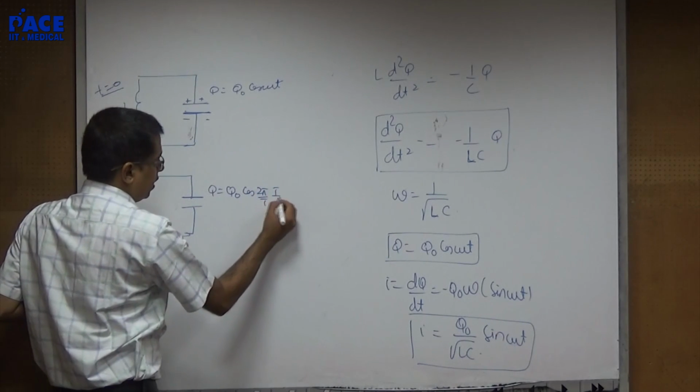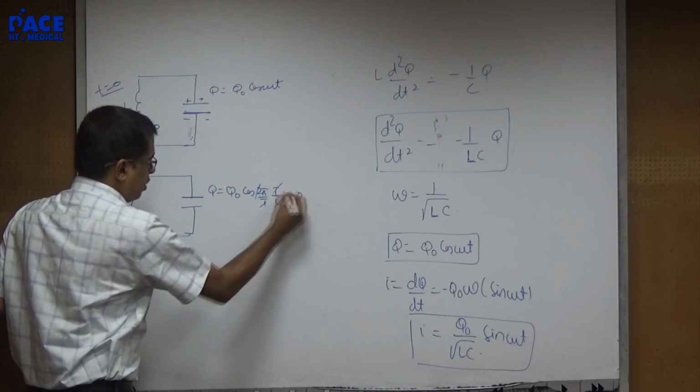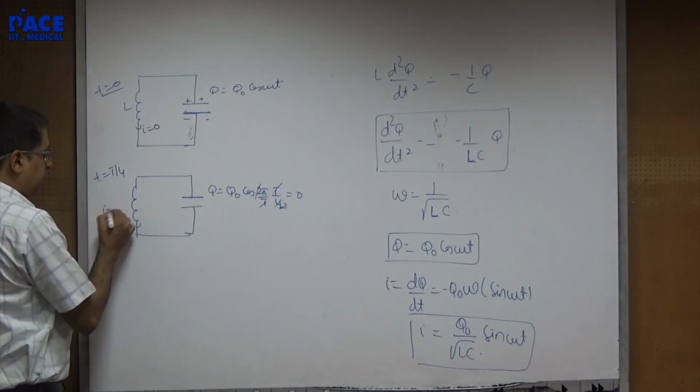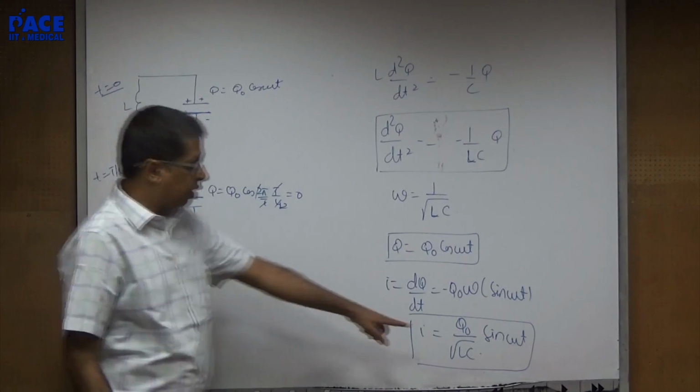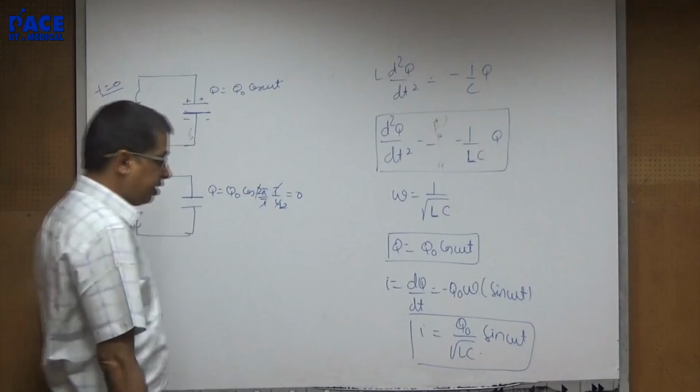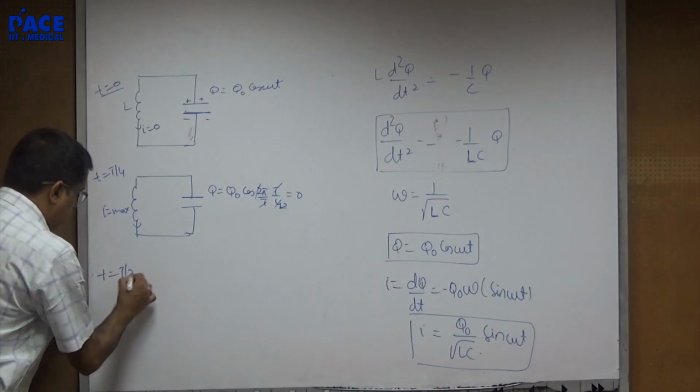2 pi by t, and this is t by 4. This t will go, this will become 0. So current I will be maximum. You can cross verify. I will actually be maximum when omega will be this. Right? Now at time t equal to t by 2.